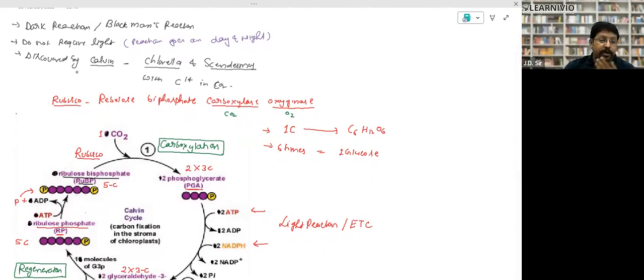This is very important. It was discovered by Melvin Calvin. That's why it is called the Calvin cycle. It was discovered in Chlorella and Scenedesmus. What are these Chlorella and Scenedesmus? Who will tell me? Any gentleman or any gentle lady? Anyone of you? What are Chlorella and Scenedesmus?